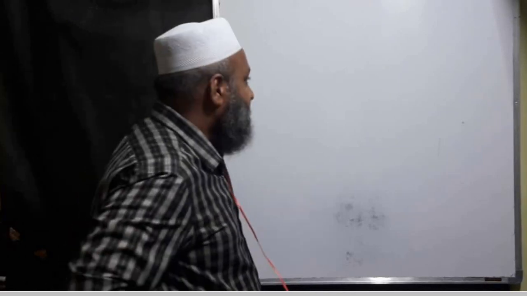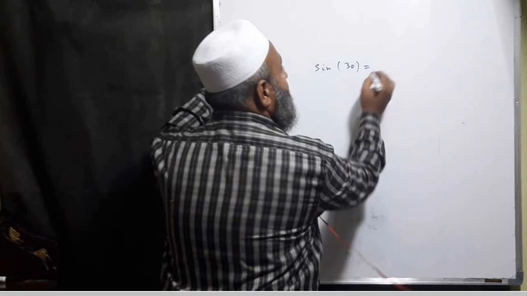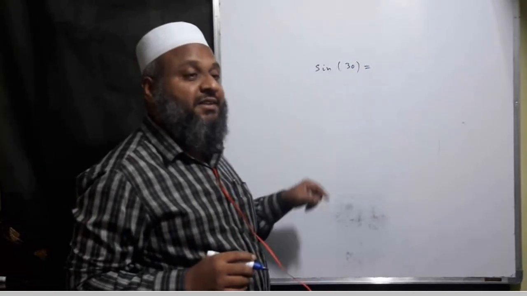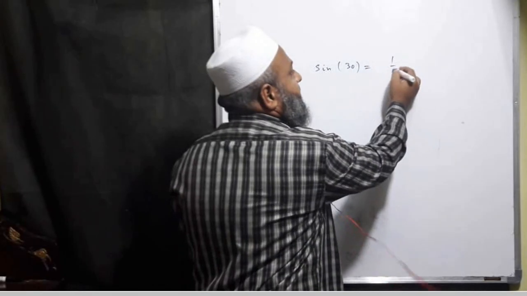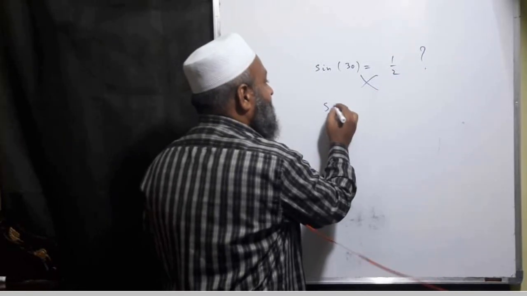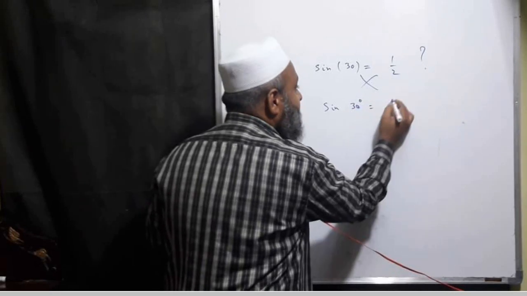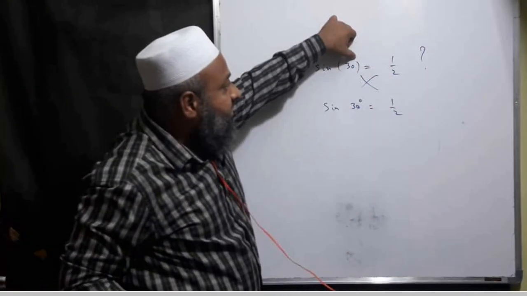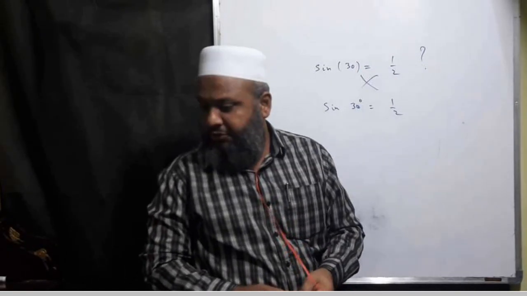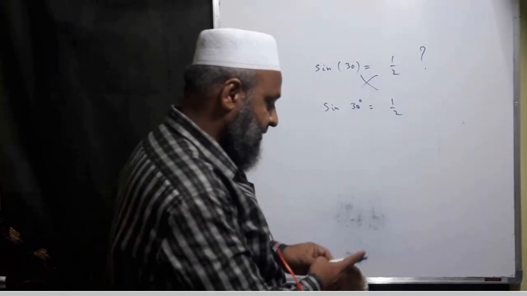If I ask you what is the value of sine 30, then most people don't look at this carefully and answer it is 1/2. But I say it's wrong. You have in mind that sine 30 degrees is equal to 1/2. But did I say here that it is degrees? Nothing. So if the units are not specified, it should be taken as radians.